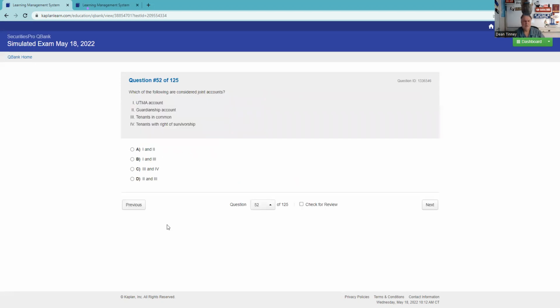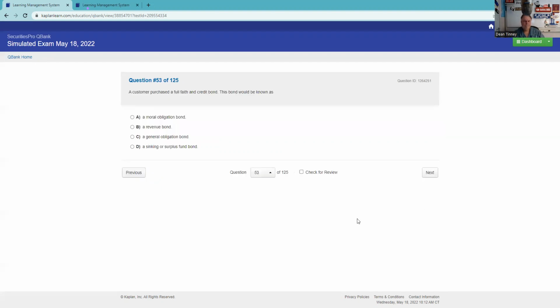Which of the following are considered joint accounts? It looks like a UPMA account. That's not a joint account. That's one minor, one custodian per account. Guardianship certainly isn't. It looks like 3 and 4. You should definitely be able to contrast tenants in common, where there's a fractional interest and the decedent's share goes to their estate or beneficiary, with tenants with rights of survivorship, where there is no fractional interest and the decedent's share goes to the surviving parties. So 3 and 4.